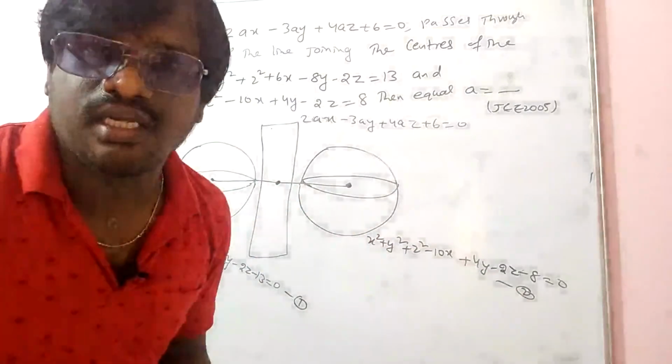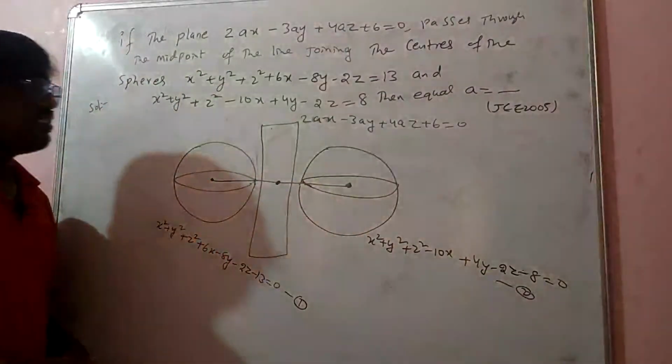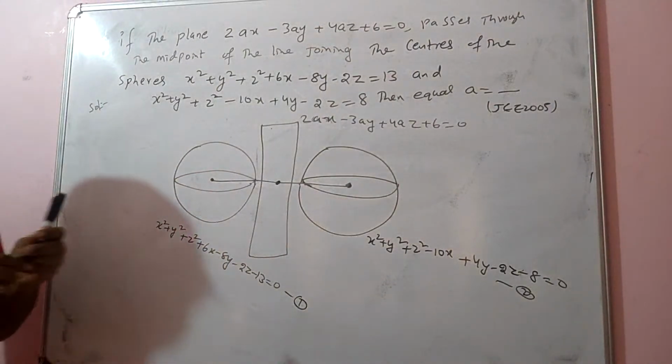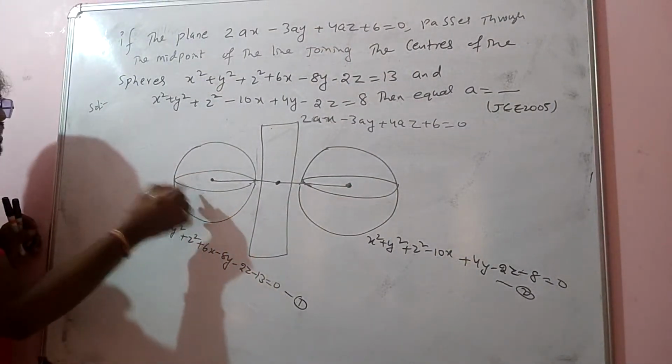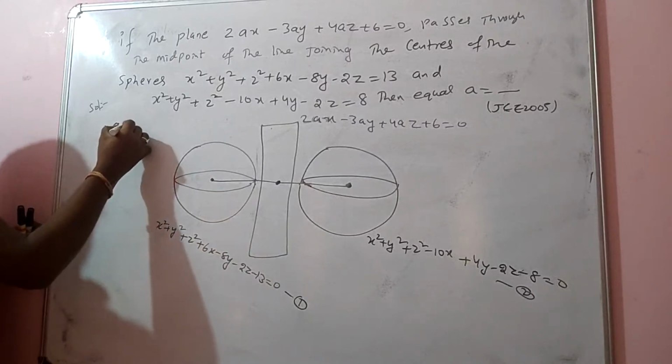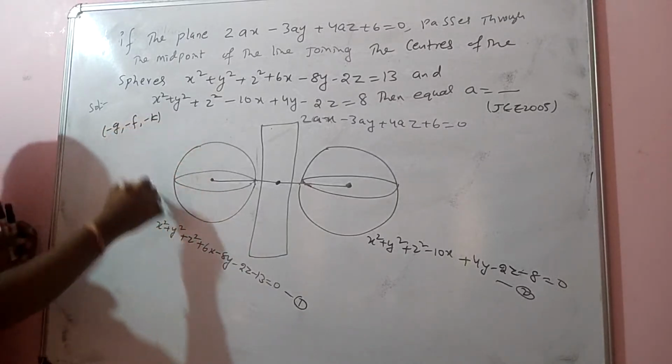Are you understanding? That's great. So this is the JEE question. Then what do you do here? First we will find the center. What is the center formula? Minus g comma minus f comma minus k. This is the center formula.